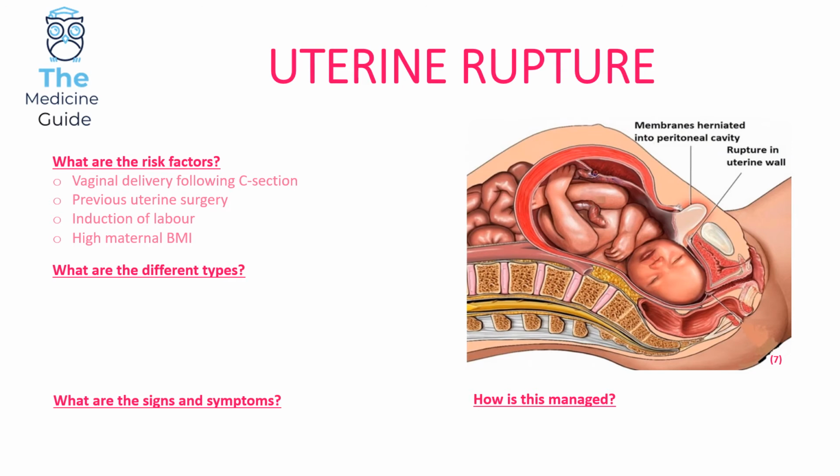And similarly, that's also why uterine ruptures can occur following uterine surgery. So again, there's that degree of scarring, and unfortunately with labour it can lead to a uterine rupture. Also, other risk factors include induction of labour and a high maternal BMI.